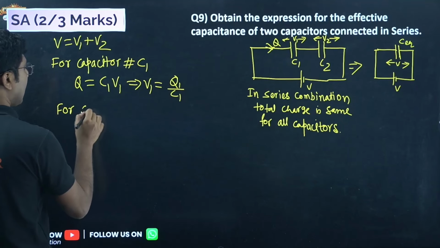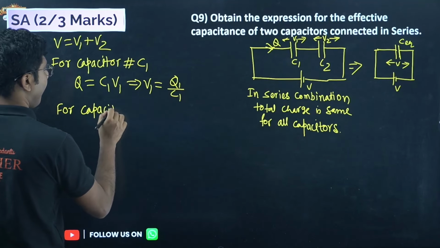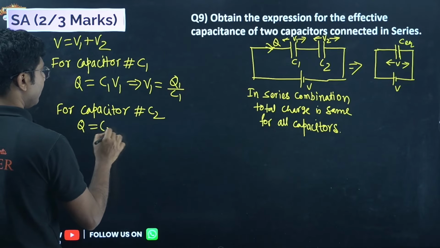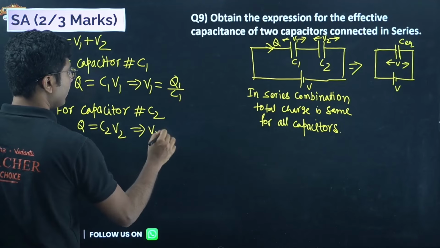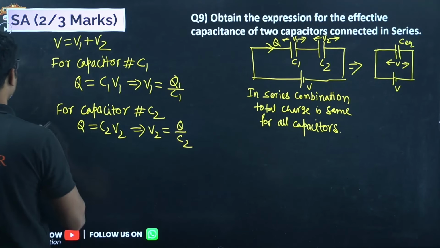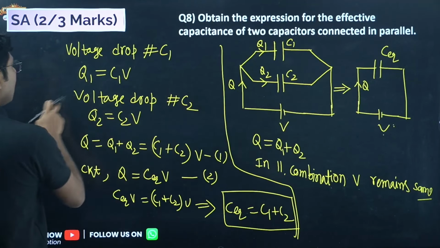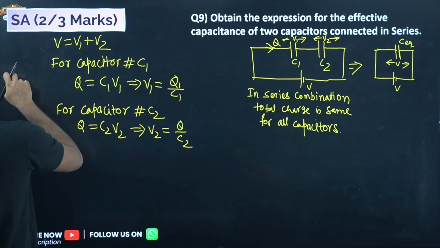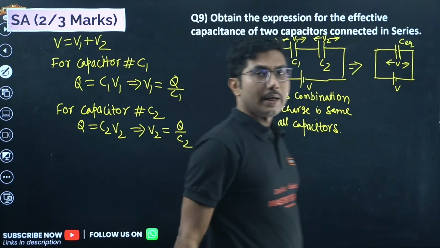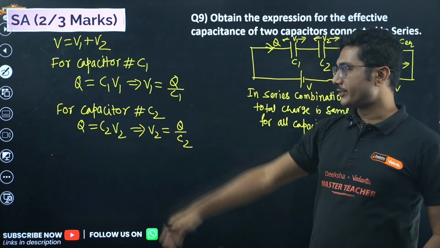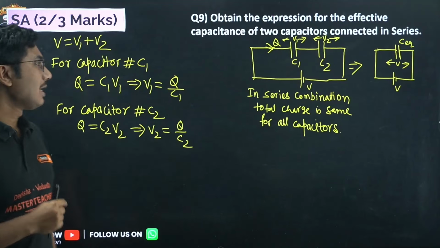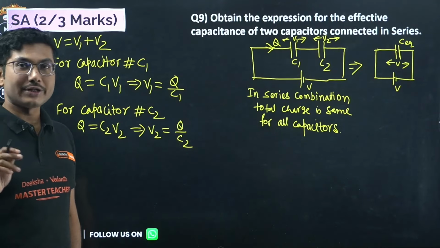For capacitor C2, Q equals C2 V2, or V2 equals Q by C2. Okay, now here charges are same, that's why I am using the same charge. Right, charges are same, both charges are Q, but what is changing is voltage. Voltage is different. So previous case charge was different, voltage was same. In this case charges are same, but voltage is different, right?